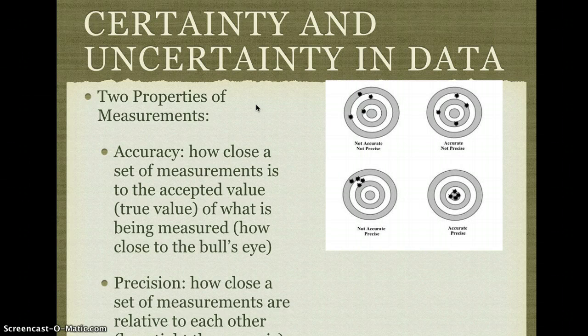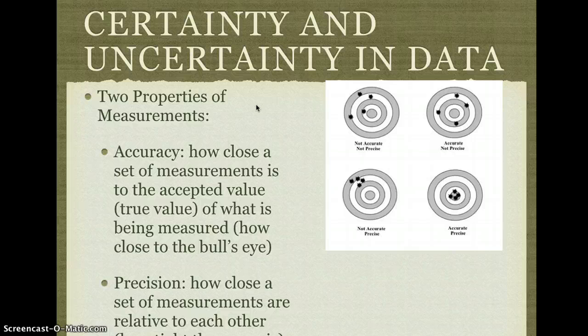I love to shoot guns, and so if we were shooting a rifle at a target, we could look at each of these scenarios. I want to look at the bottom right hand corner. We're hitting the bullseye. All 4 of those shots are inside that inner circle. That means it's accurate. All 4 of those shots are also very close together, very tightly grouped. That means it's also precise.